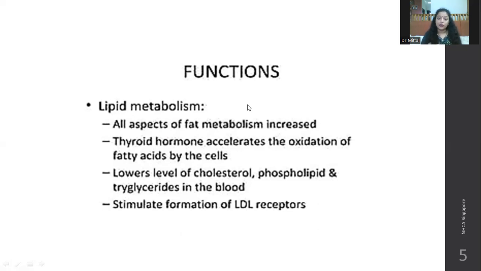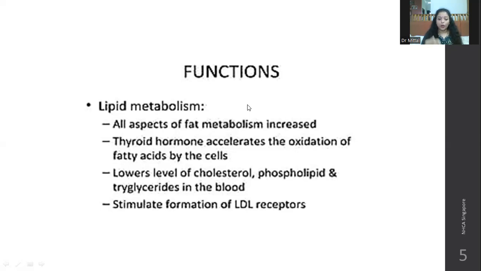Thyroid hormone will accelerate the oxidation of fatty acids by the cell. Oxidation means burning the fat. In a common man's language, we say fat burning. Oxidation of fatty acids in the cell is the medical aspect of it, but in simple language, it's fat burning. It is a fat burning capacity of thyroid hormone. So thyroid hormones can accelerate your fat burning capacity. This is the reason why when you have too much thyroid hormone secreted in case of hyperthyroidism, you lose a lot of weight because the fat burning capacity is increased.